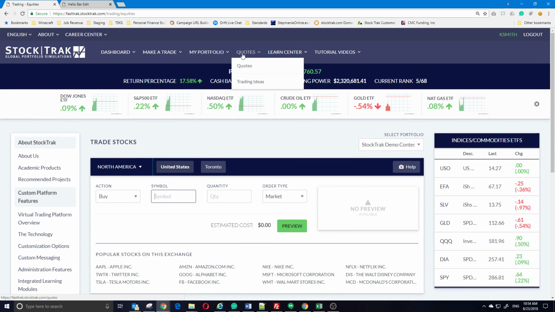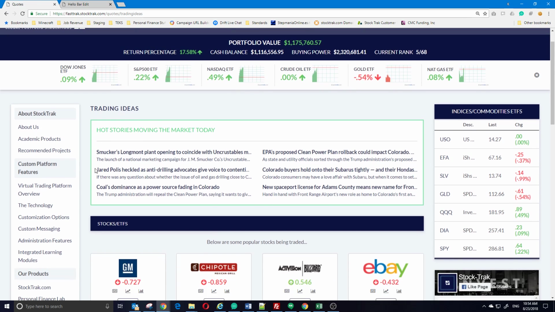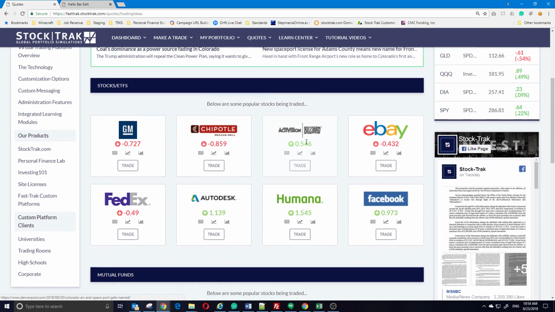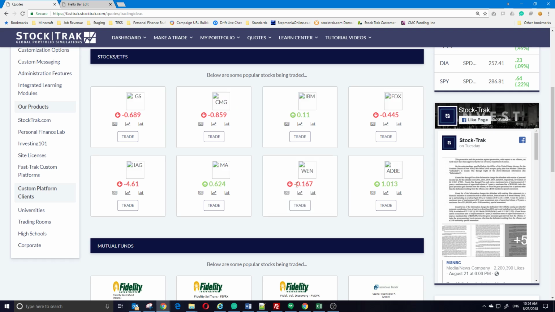You can also go under Quotes at the top of the page and click Trading Ideas for a few more ideas on what you can trade. So up here you can have some of the hot stories that are moving in the markets today. Down here you have a rotating list of the most popular stocks trading on the system, and these numbers below each stock shows how their price has moved today.